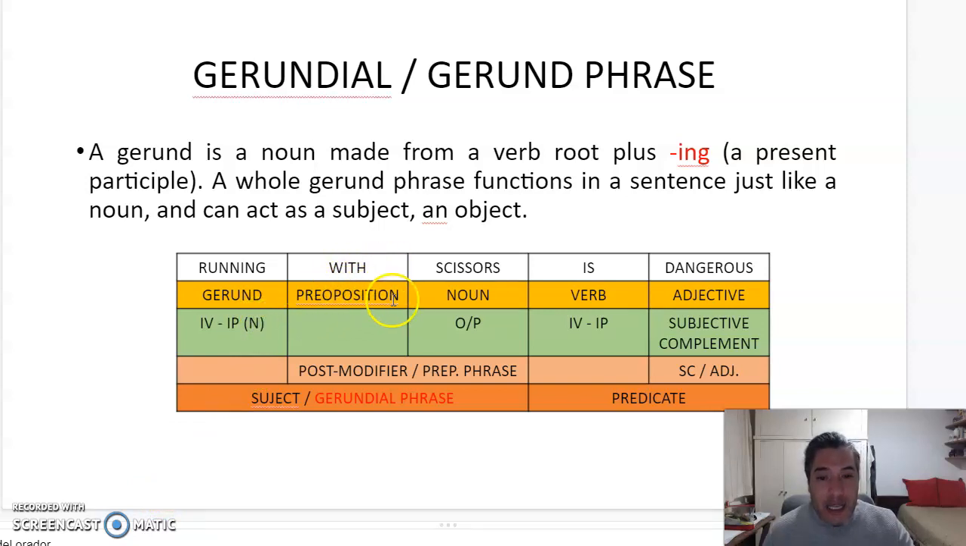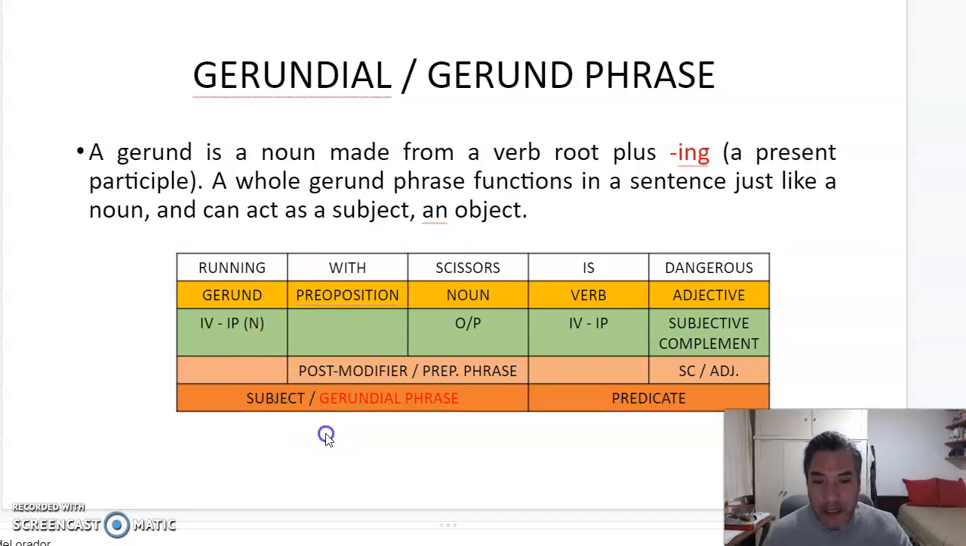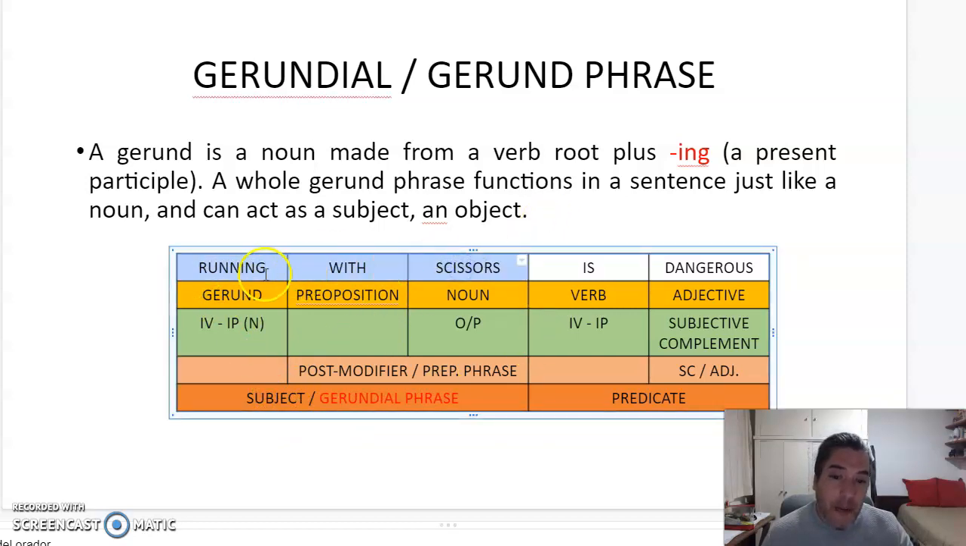And in this case, it's followed by a preposition, and most of these gerundial phrases would be followed by a preposition and a noun. For example, this is a subject. Sorry, there's a spelling mistake here. All of this is a subject, and we say running with scissors. And the most important thing is not scissors, it's the running.